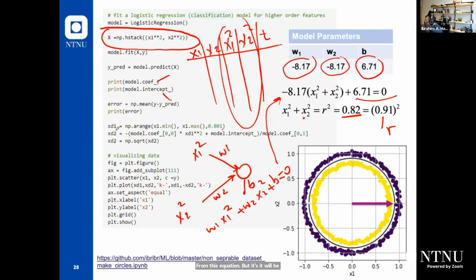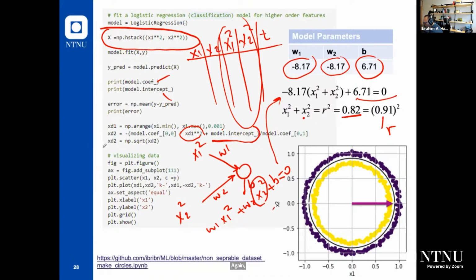So we have x1, right? I have x1, and I will get x2. It will be the coefficient of omega 1 multiplied by x1 squared, you see, right? So I want to get x2, right? From this one, I need to get x2 squared. So x2 squared will be minus omega 1 divided by omega 2 times x1 squared, right? Minus b, the intercept, divided by omega 2. So in this case, we will get x2 squared.